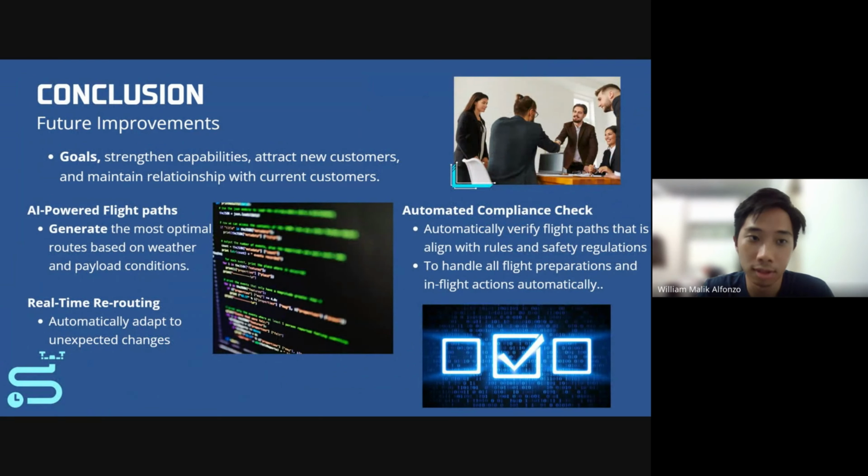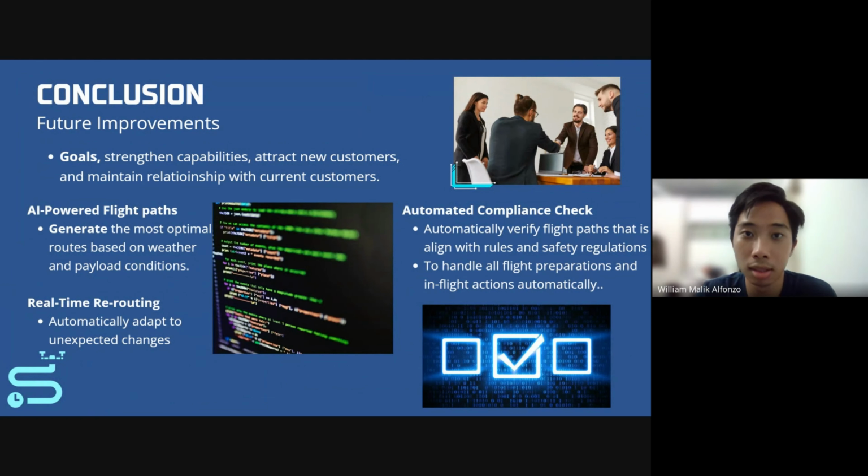And well, for future reference, the goal for adding improvements is to strengthen the capabilities of the project and the company itself, attract new customers, and maintain relationship with the current customers. So here are the ideas for the future additions that can be included. First is the AI-powered flight paths, which is to generate the most optimal routes based on weather and payload conditions, which is very beneficial for each drone, so that the drone can creatively adapt to the uncertainty of environmental changes.